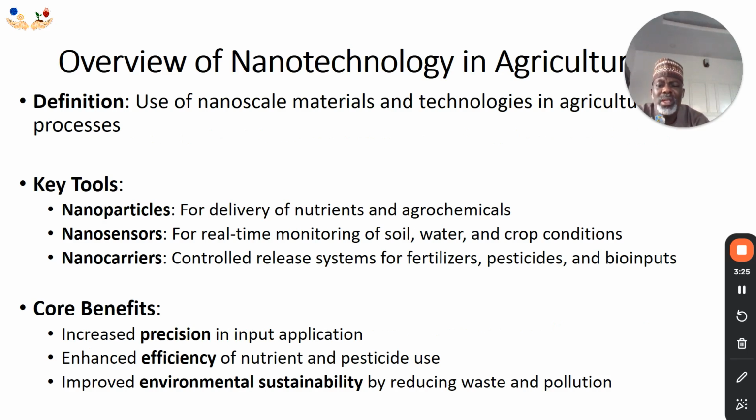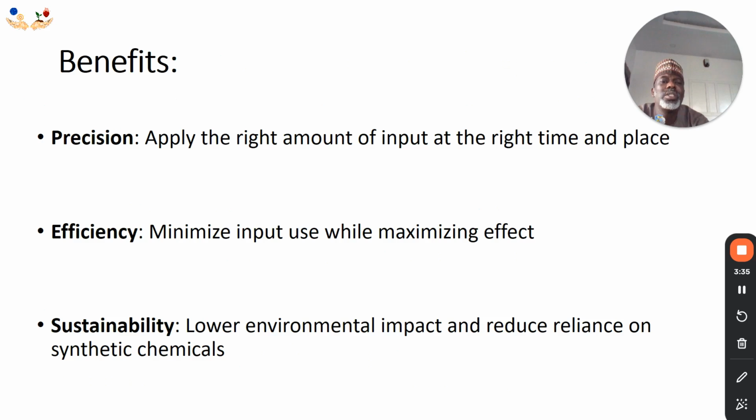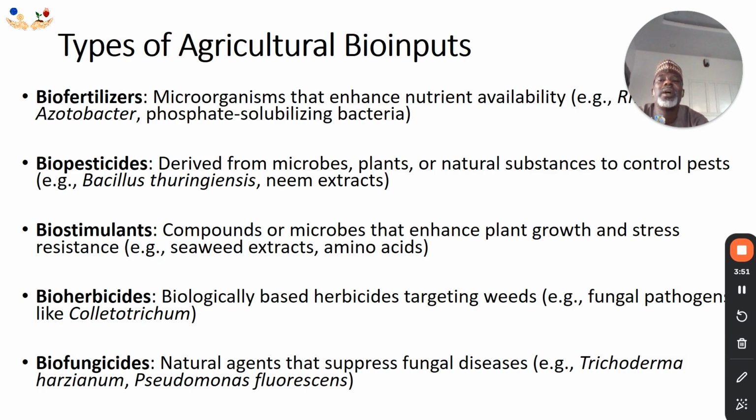What are the benefits? It increases precision in input application, enhances efficiency of nutrient and pesticide use, and improves environmental sustainability by reducing waste and pollution. Some of them include application of the right amount of input at the right time in terms of precision, minimized input use, efficiency, and sustainability that lowers environmental impact and reduces reliance on synthetic chemicals.